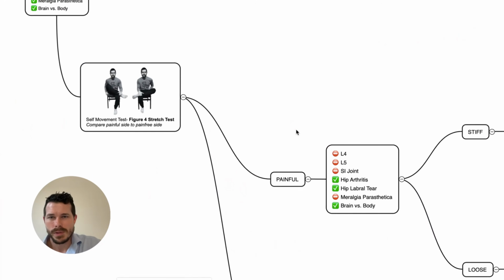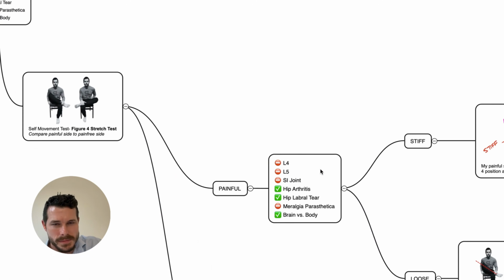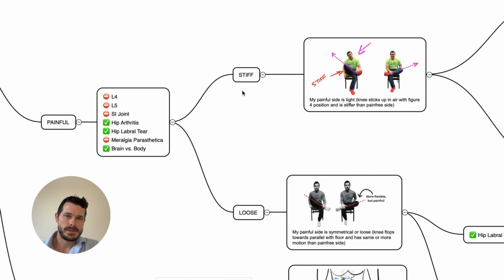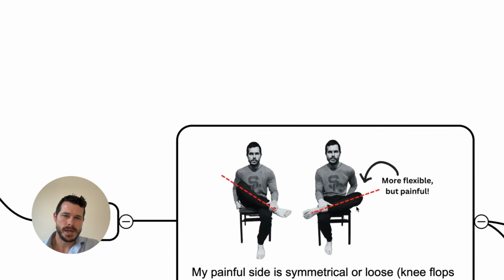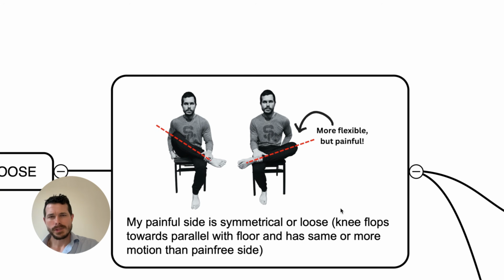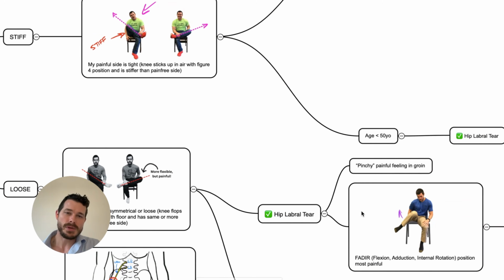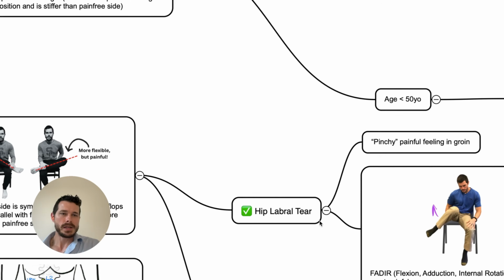We did this figure 4 stretch test. It was painful. Hip joint problem? Probably. We went through stiff. Let's talk about loose. Charlie, you know what? I did that test, but my painful side actually moves more than my pain-free side. Or it moves the same. It's not stiff. It feels stiff, but it's actually objectively not. Chances are it's not an osteoarthritic hip joint restriction there. Instead, more of a labral tear like symptom.